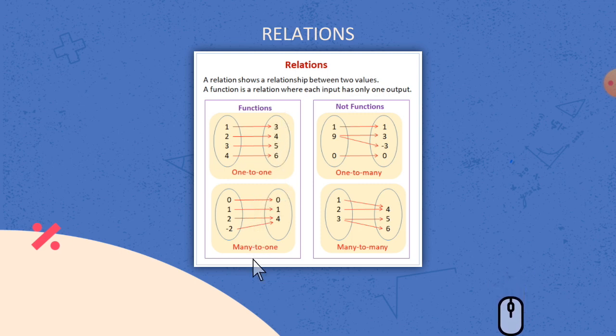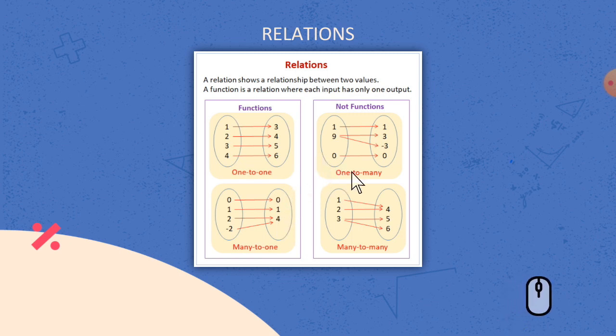Next is the many-to-one relation. So paano naman dito? So kung titignan natin, in this range, the domain, mayroon silang dalawang relation dito sa ating output or the range. So si 2, partner niya is si 4. Si negative 2, partner din niya si 4. So that is what we call the many-to-one relation.